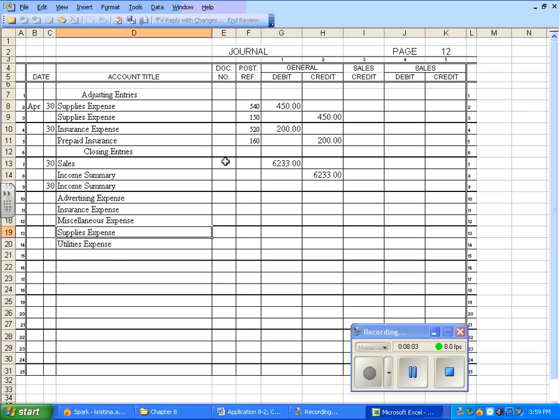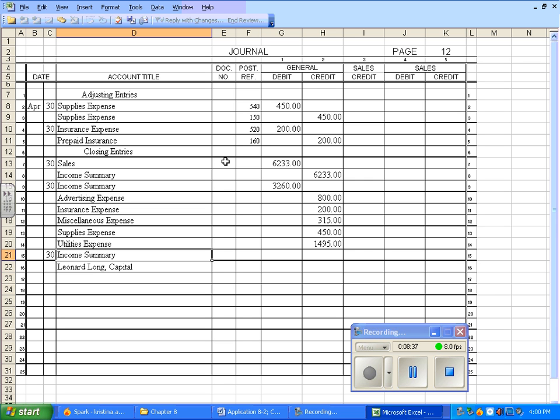Now when you're doing this, you're going to list all your expenses as credits, because we're closing them out. They have a debit balance, so in order to close them out, we have to credit the exact amount of their debit balance. Then you add those up, and the sum of those expenses is your debit to income summary. Then your third closing entry is going to be to close income summary and record that net income or net loss.